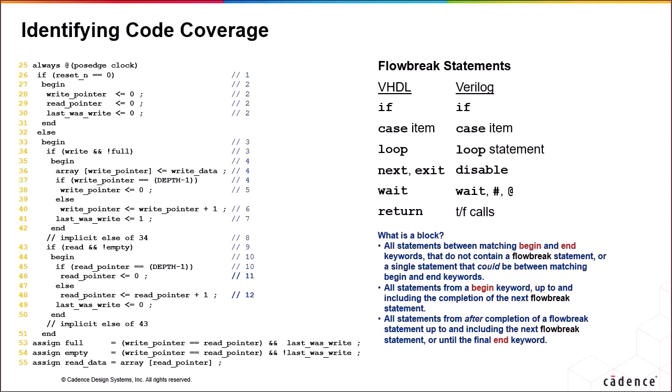These branches could have been between begin and end keywords. Block 13 at line 49 starts with the statement after a flowbreak statement. Here, the line 45 if statement. Block 14 is the implicit else of the line 43 if statement that has no explicit else branch. You can disable scoring implicit else branches with the configuration command set implicit block scoring off.